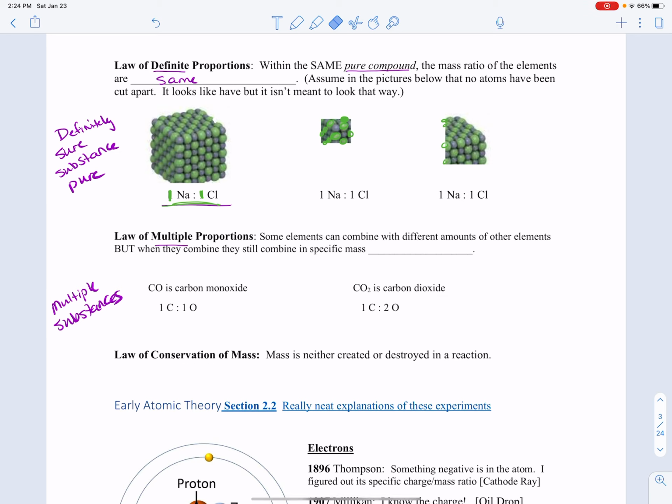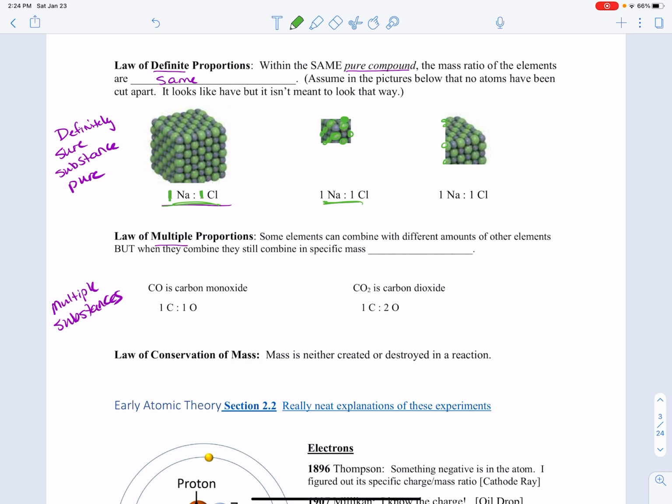Then they would break off a little section of it, and then they would figure out that ratio. And again, they kept coming out with the same ratio. And then they would break off a larger section, and again they would come out with that same ratio. And so what they figured out was, when you've got something pure, it doesn't matter if you've got a lot of it or a little of it, you still have the same ratio of elements.